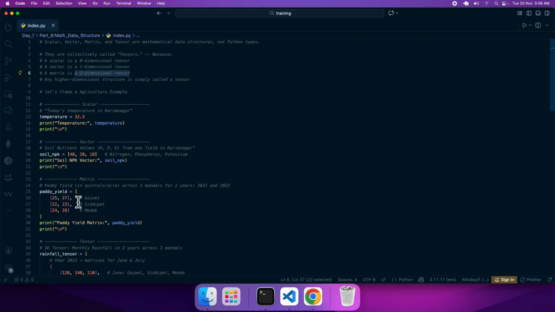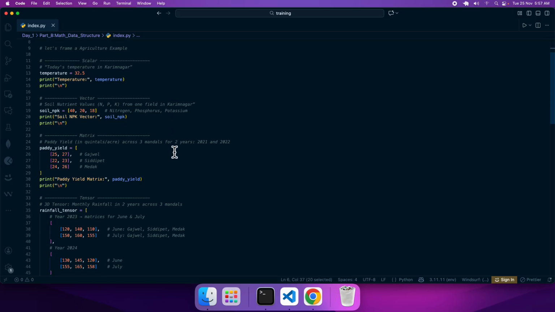So you can think about this particular row as the information of Gajwel in 2021, that is 25 quintal, and in 2022 around 27 quintal. Similarly, Medak in the year 2021 has produced 24 quintal, and in the year 2022 has produced 26 quintal of rice. That's the representation of a matrix, and that's the reason why it is called a two-dimension tensor.